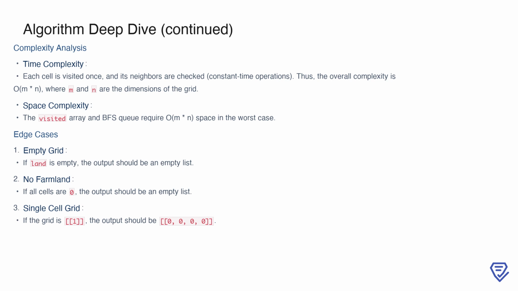It's important to consider edge cases as well. For instance, if the grid is empty, the output should simply be an empty list. If there is no farmland at all, meaning all cells are 0, the output should also be an empty list. For a single-cell grid, such as 1, the output should correctly identify the single rectangle as 0, 0, 0, 0. These considerations ensure the algorithm handles both typical and edge cases robustly.